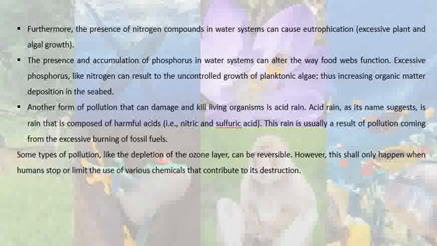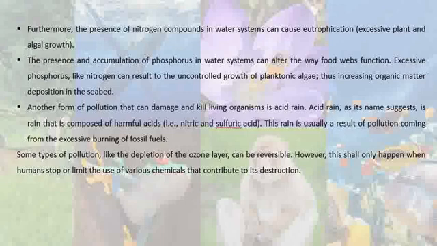Furthermore, the presence of nitrogen compounds in water systems can cause eutrophication, that is, excessive plant and algal growth. The more nutrition present in the water system, the more plants and algae will grow. So, more nutrition is also harmful. The presence and accumulation of phosphorus in water systems can alter the way food webs function. Excessive phosphorus, like nitrogen, can result in the uncontrolled growth of planktonic algae, thus increasing organic matter deposition in the seabed.